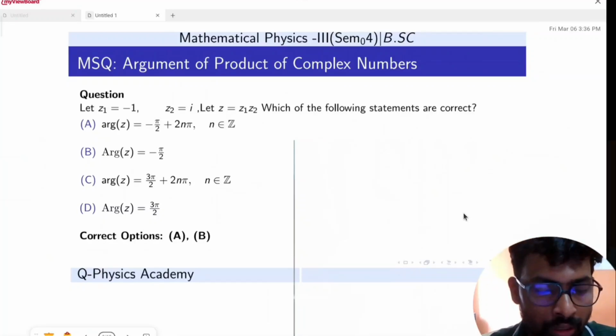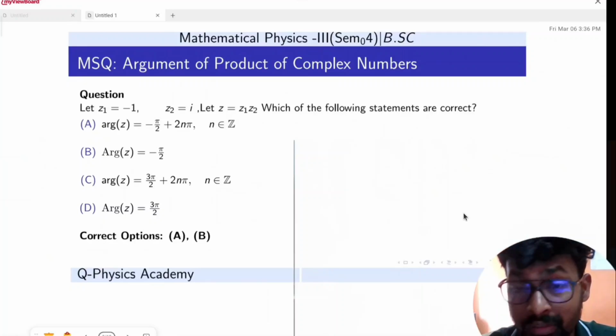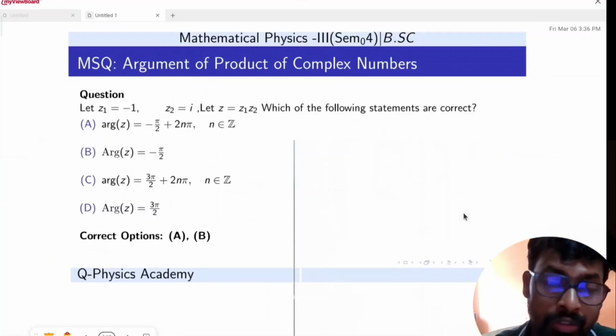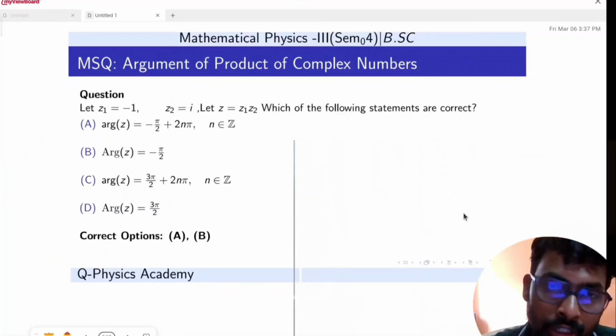For that also, the lectures are going to be very important, right? So lectures are very important. So just note down all the concepts in detail, right? Okay, let's start with the problems.